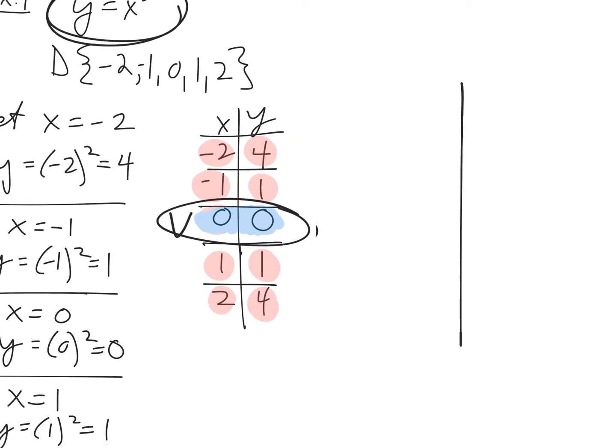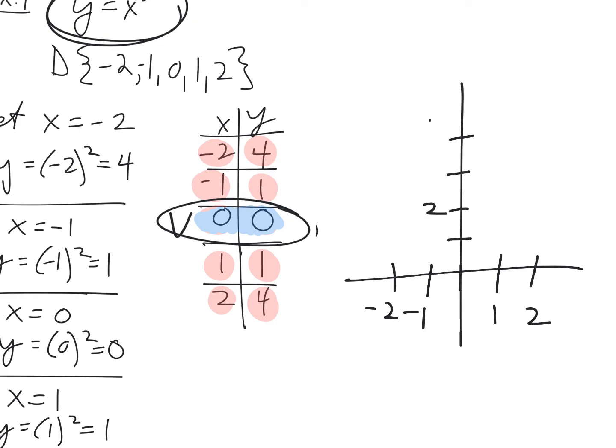So let's do a little sketch here. -2, -1, 0, 1, and 2. And then let's go 1, 2, 3, 4. And at -2, we're up at 4. At -1, we're up at 1. At 0, the y value is 0. And then 1, 1. And 2, 4. So you can see the parabola is opening up.